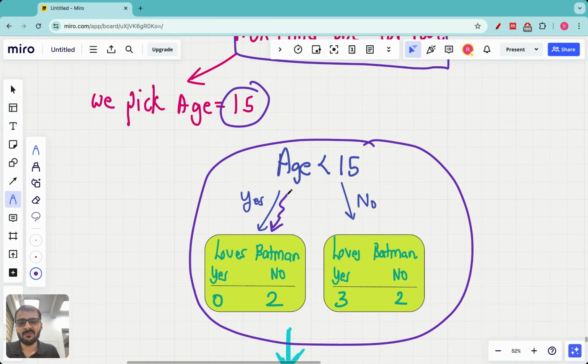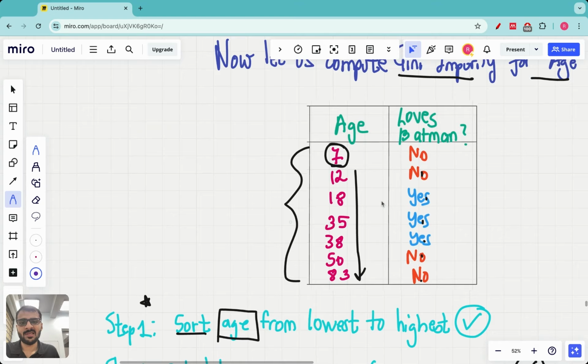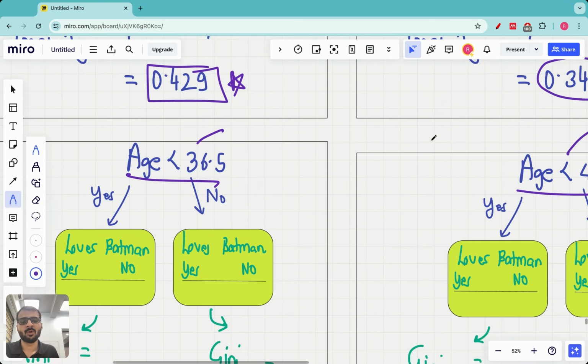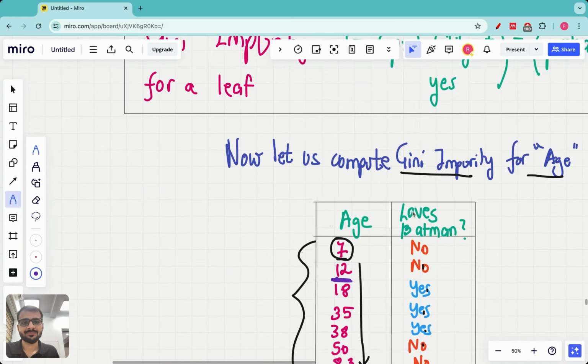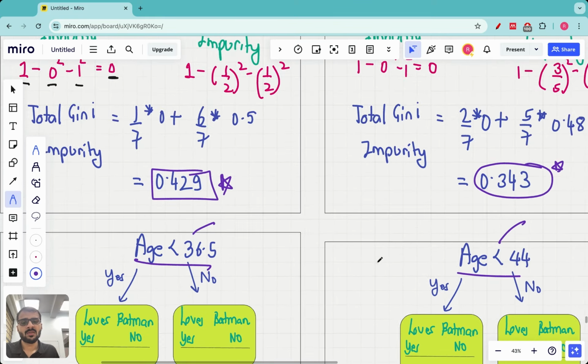Age less than 15, if we go into the yes category, let's see. If age is less than 15, which means over here, right? There are two no's and zero yeses. And let's see age greater than 15. If age is greater than 15, which means we are over here, these ones, there are three yeses and there are two no's.